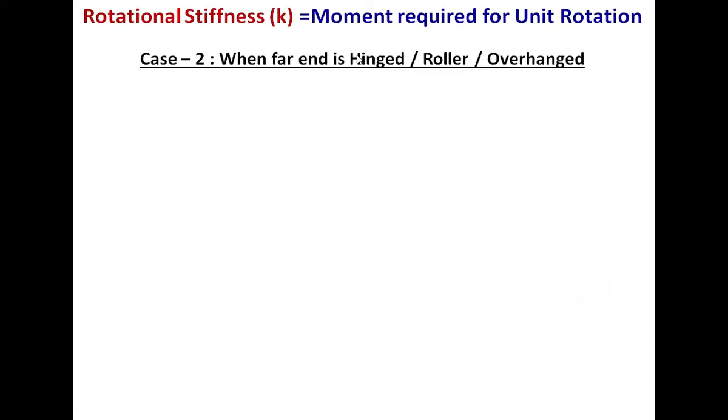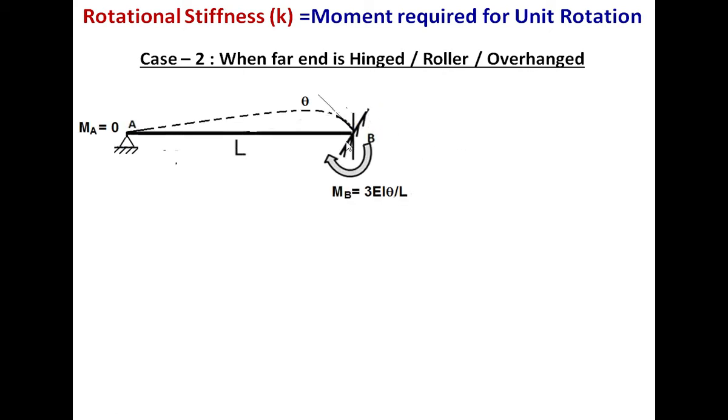Similarly, in case number 2, the far end is either a hinge, roller or overhang. It may be the same beam, but here the other end, which was fixed in the previous case, is hinged, or it may be a roller, or it may be an overhang. This applies to all three cases. So we know that the moment required is 3 EI theta by L if we want to rotate this joint by an amount theta. So the moment M required at B for theta rotation is 3 EI theta by L.